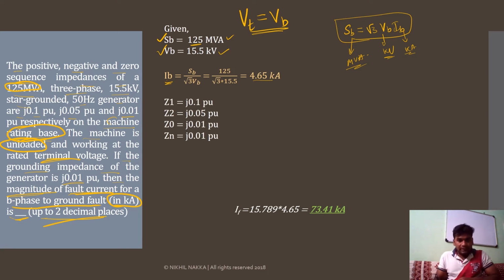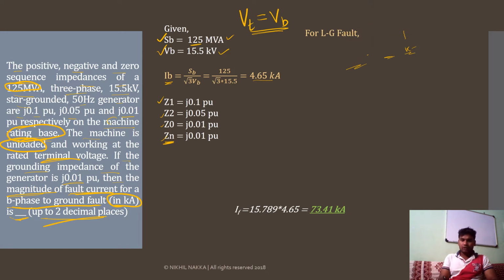So, and what else is given? He's given the values of all these impedances. Positive, negative, zero, and Zn is the neutral impedance. So he's mentioned that it is an LG fault, isn't it? What kind of a fault is this? B phase falling to the ground. So it is a line to ground fault.